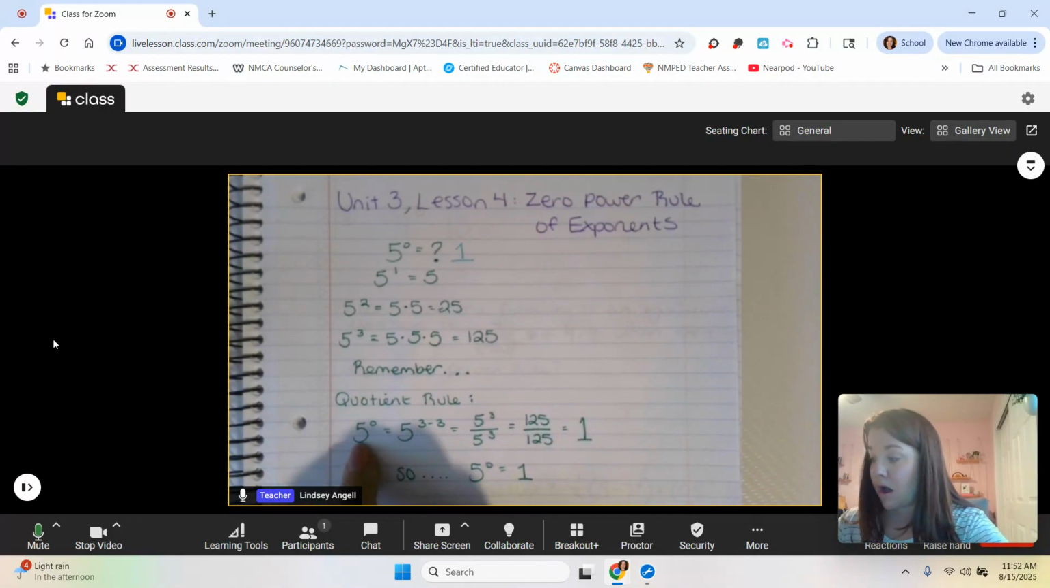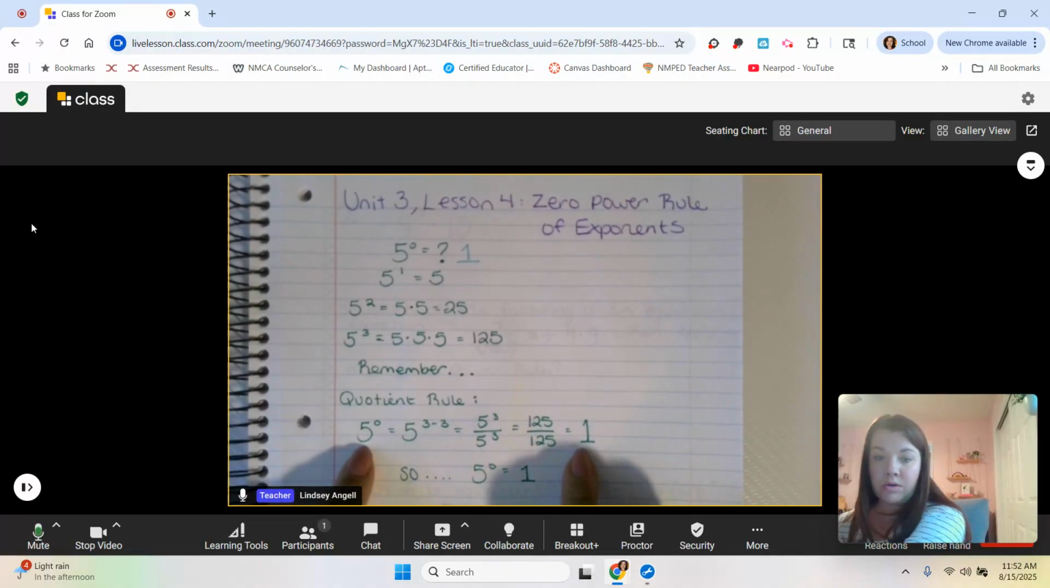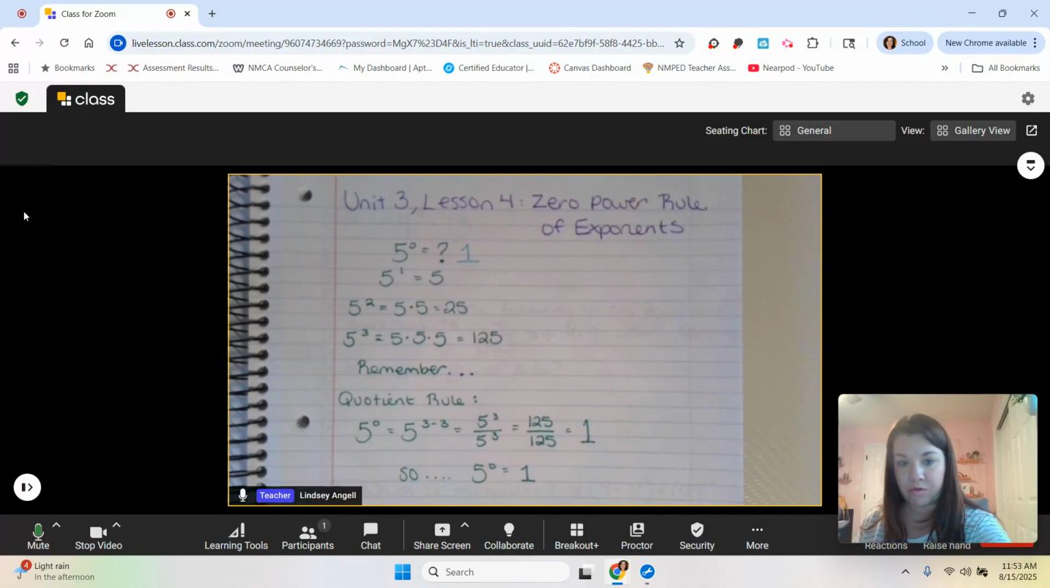So, since all of these are equal to each other, that means that these two are also equal to each other. So that's one way that we could prove that 5 to the 0 power, or any base to the 0 power, is equal to 1. I hope that helps clarify it a little bit. I know there's a lot of mathing right now, but I hope it helps.